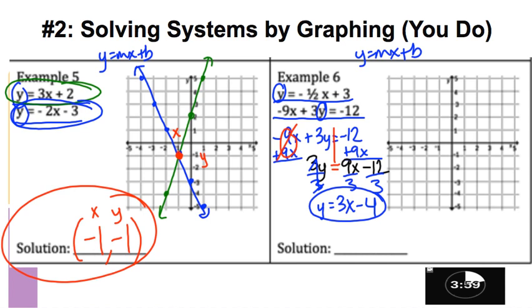Okay, going to graph this top one in green. Y equals negative 1/2 x plus 3. I start at 3, go down 1, right 2, down 1, right 2. I can go up 1, left 2, up 1, left 2. Draw my really straight line.